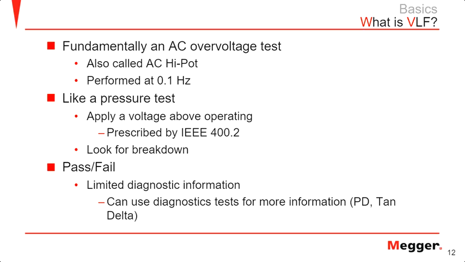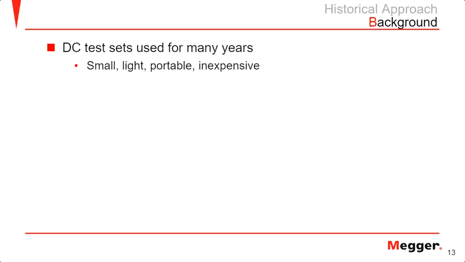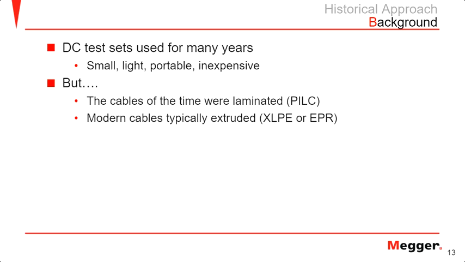So to give you a background, what was used before VLF came into the picture? DC test sets were used for many, many years. A couple of utilities or a lot of customers still out there use DC test sets because they are small, light, portable, and inexpensive, right? Easy to manufacture, cost-wise, they're very effective. So they have been used for generations.